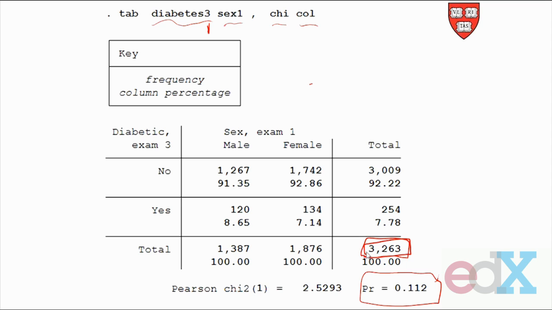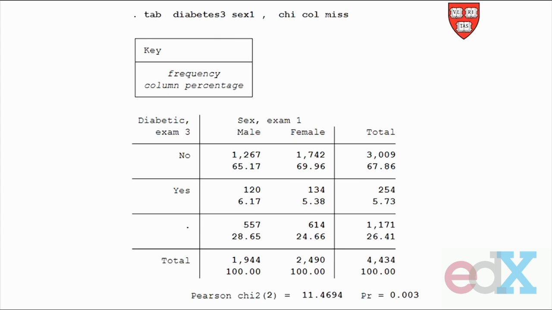Now, is there any relationship between, let's say, the diabetic status and whether they didn't show up for exam 3? Or let's say between sex and whether they didn't show up for exam 3? Well, let's ask, what about the missings? If we ask for miss, we'll get the missings also in our tabulation. And there we have it. There are the 1,171 missing.